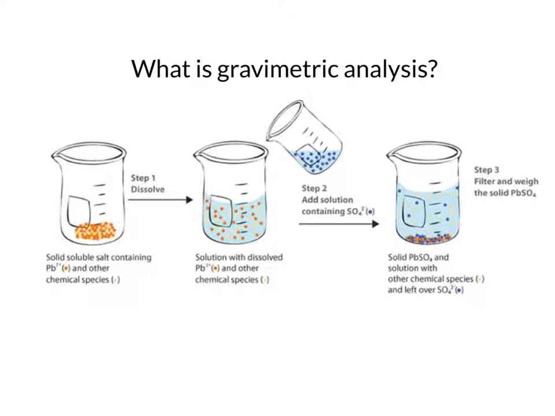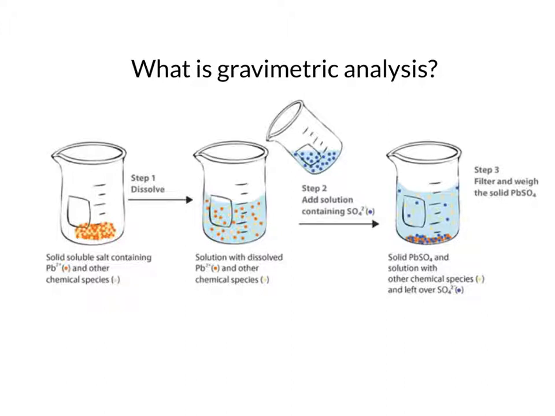So what happens is when we add the sulfuric acid here, the lead ions are going to combine with the sulfate ions to produce an insoluble solid, right? So lead sulfate precipitates out of this solution. We have to add an excess of the sulfuric acid so that all of the lead, that component that we want, precipitates out as the lead sulfate.